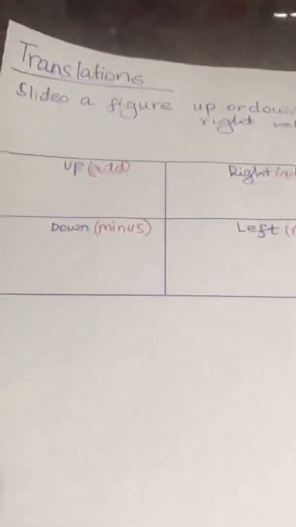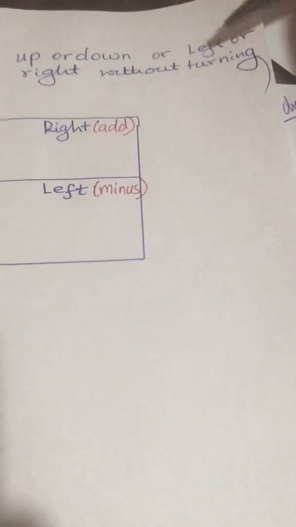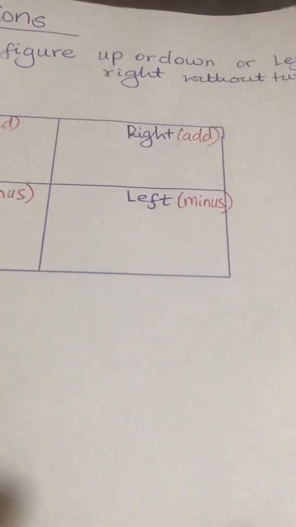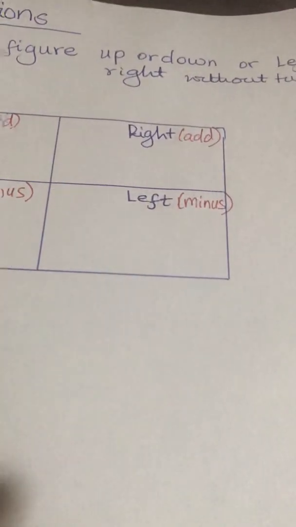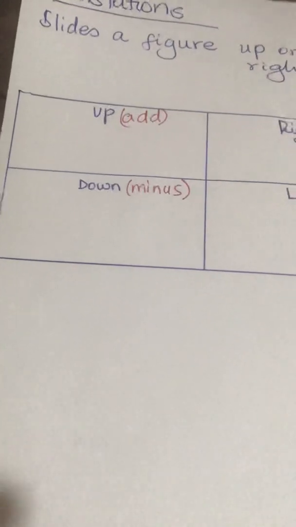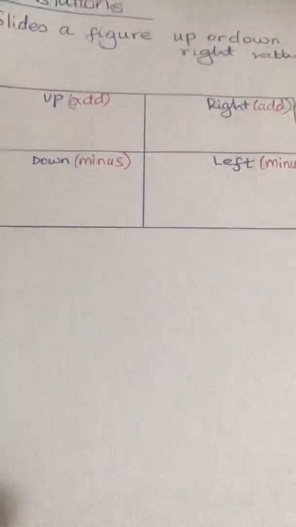Okay, class. So now translations. You slide a figure up or down, left or right without turning it. If you don't turn the figure, then you have translated. I'm trying to see if I can use a smaller object. I don't even have a small object here. Okay, let's use my pen.